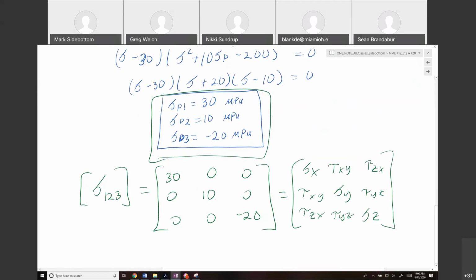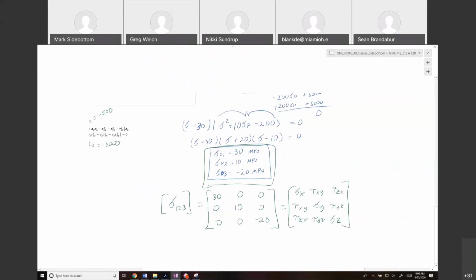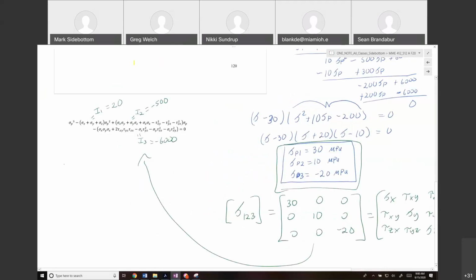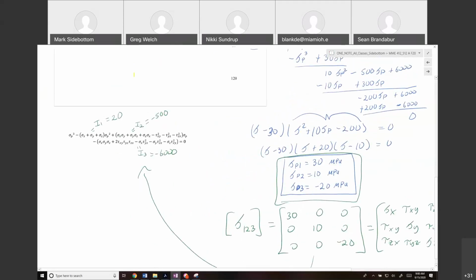All right. So if we plug these terms into this equation, the first term, for the first stress invariant, would just be equal to the sum of all the normal stresses. So we would just have 30 plus 10 minus 20. So that's equal to 20. So I1 is equal to I1 prime.